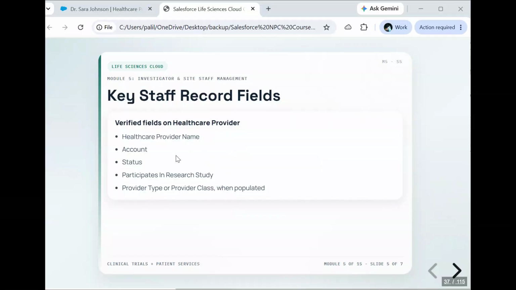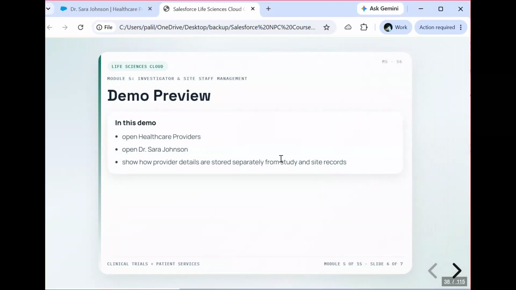So the important fields were healthcare provider name, account, status, and whether it participates in a research study or not. So these were the fields that we just saw in Salesforce. We just had a look at Dr. Sarah, and also in the related list we see where all this particular provider is associated.